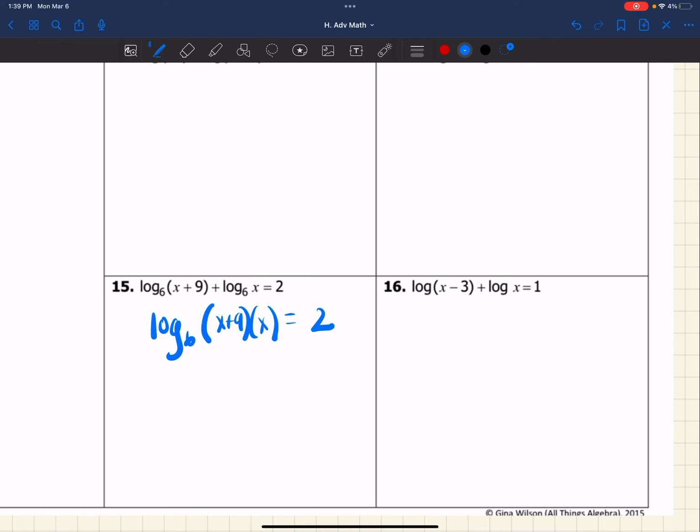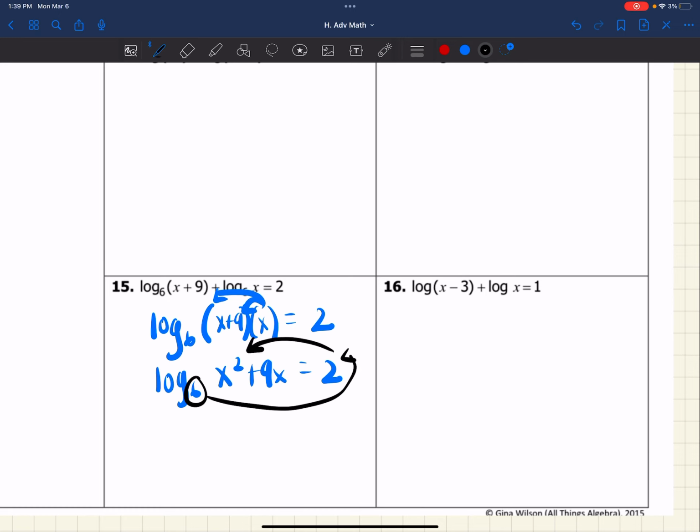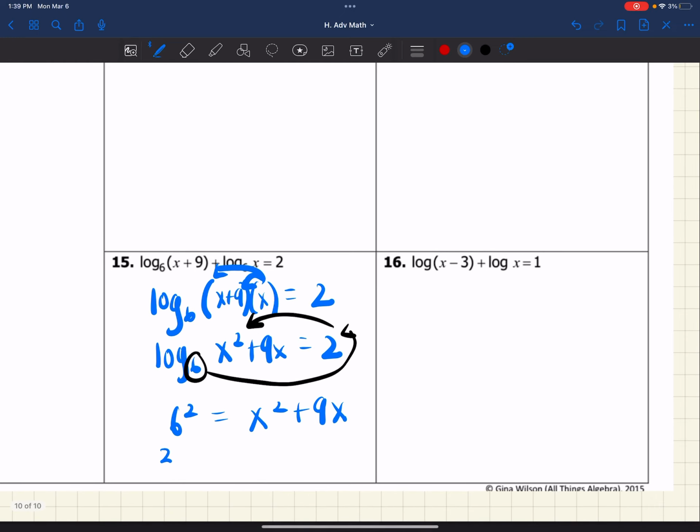Distribute out that x, so it'll be log base 6 of x squared plus 9x is equal to 2. All I did right there was distribute out the x. Now this is a log set equal to a number, so I can convert this into exponential form by writing this raised to the power of this set equal to this. So this will be 6 squared set equal to x squared plus 9x. Evaluate this, and this will be 36 set equal to x squared plus 9x.